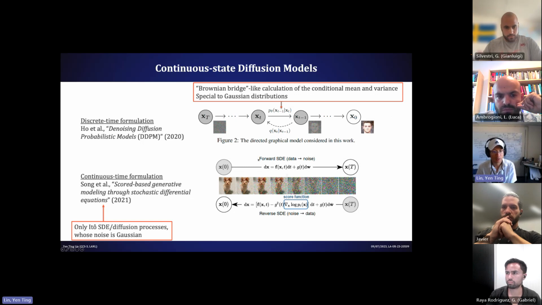Now, for the continuous time formulation, the first thing that we had a problem with, and I'm sort of pedantic in the sense that I come from stochastic processes, is that this title is in some sense too general.